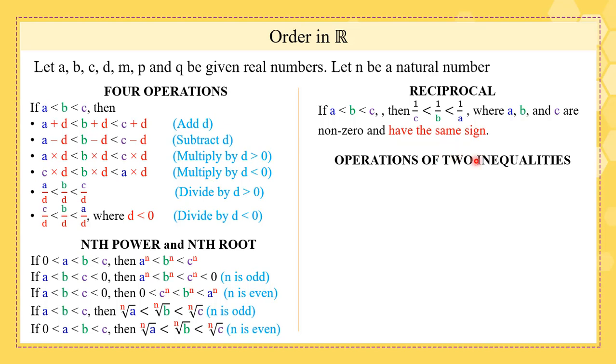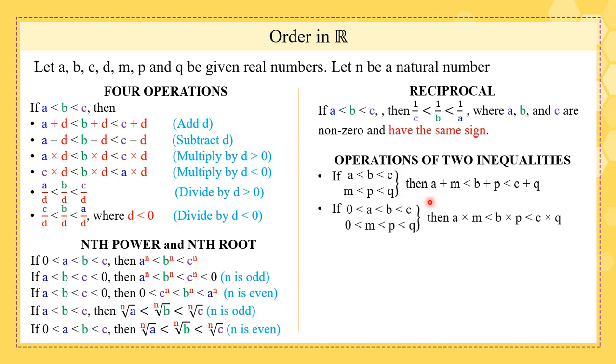Now, operations on two inequalities. If A is smaller than B smaller than C and M smaller than P is smaller than Q, then we can add. We can say that A plus M is smaller than B plus P is smaller than C plus Q. But remember, we cannot subtract. What will happen in subtraction, we will see. Now, if all of them are positive, we can multiply. So we can say AM is smaller than BP is smaller than CQ. Now, we cannot divide here also, and if some of them are negative, others are positive, we cannot use this strategy.